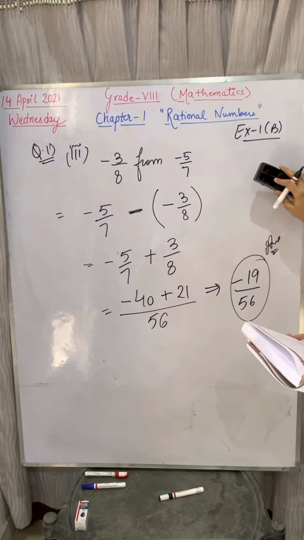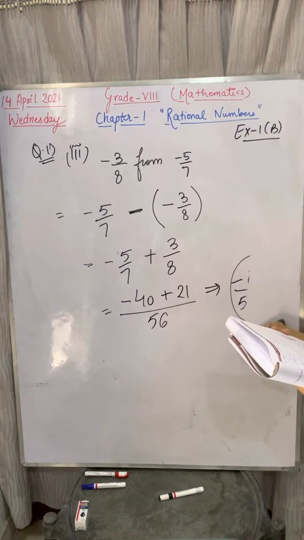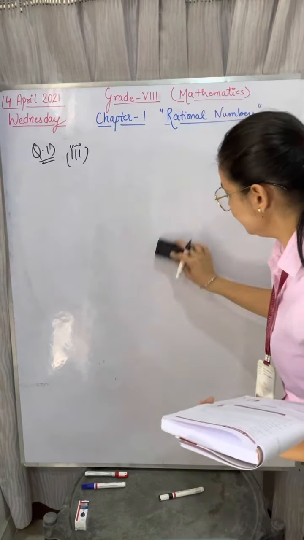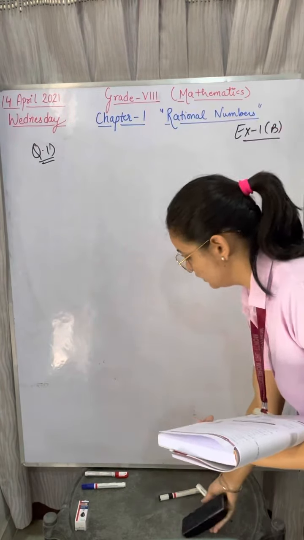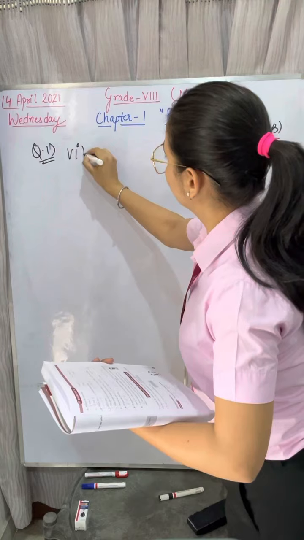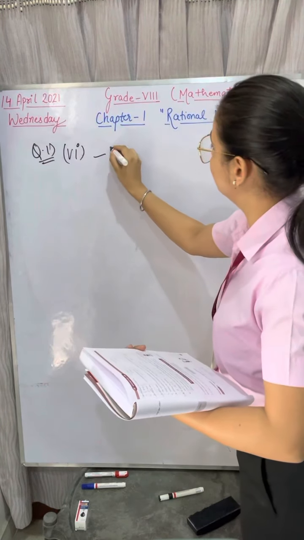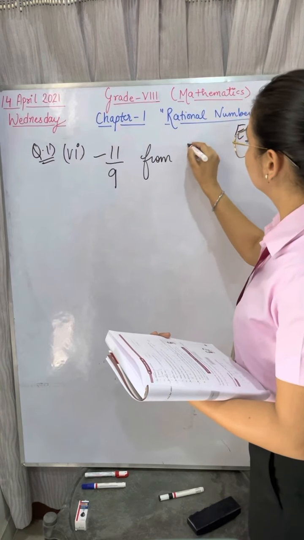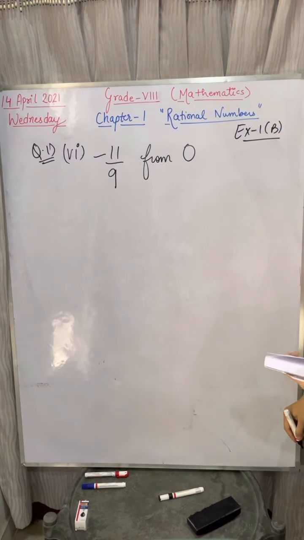Let me solve one more part. Sixth part I'm doing. I'll provide you everything in PDFs and videos, so no need to write anything right now. Whatever parts I'll give you to solve, that only you have to do. Minus 11 upon 9 from 0. From 0. Okay?